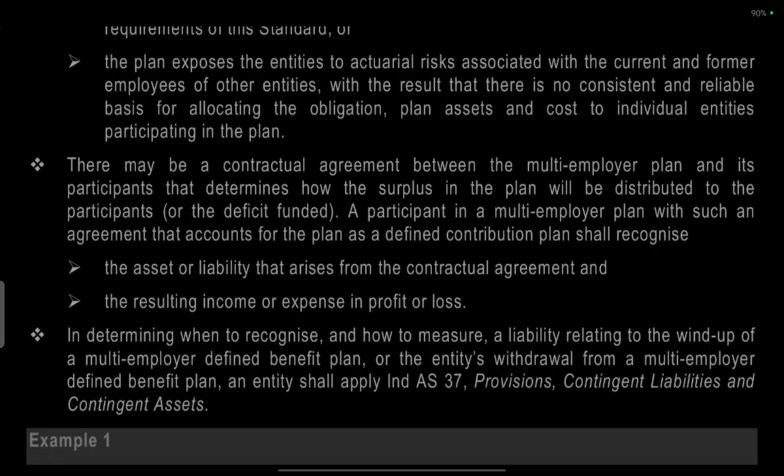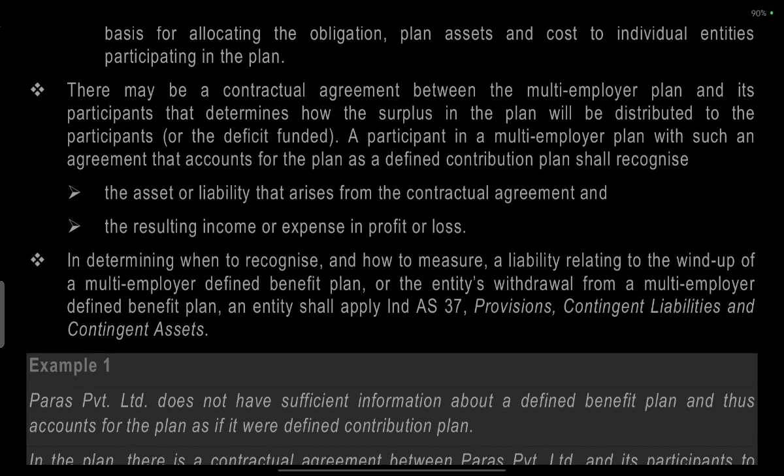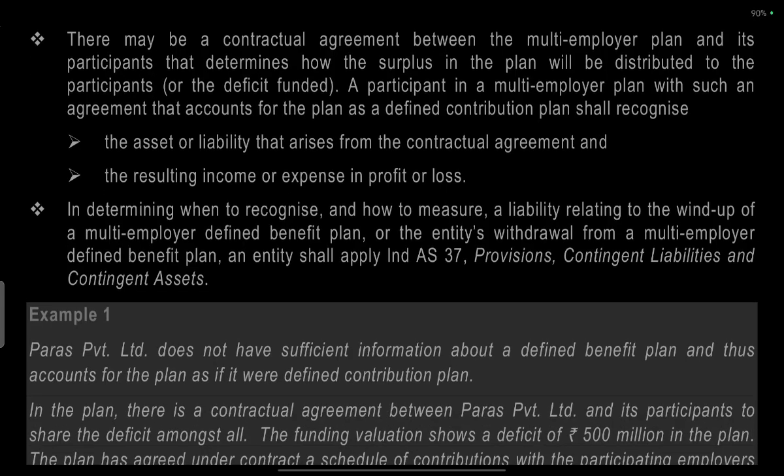There may be a contractual agreement between the multi-employer plan and the participants whereby the surplus or deficit of the plan will be distributed to the participants. The participant in a multi-employer plan with such an agreement that accounts for the plan as a defined contribution plan shall recognize the asset or liability that arises from the contractual agreement and the resulting income or expense in profit or loss.